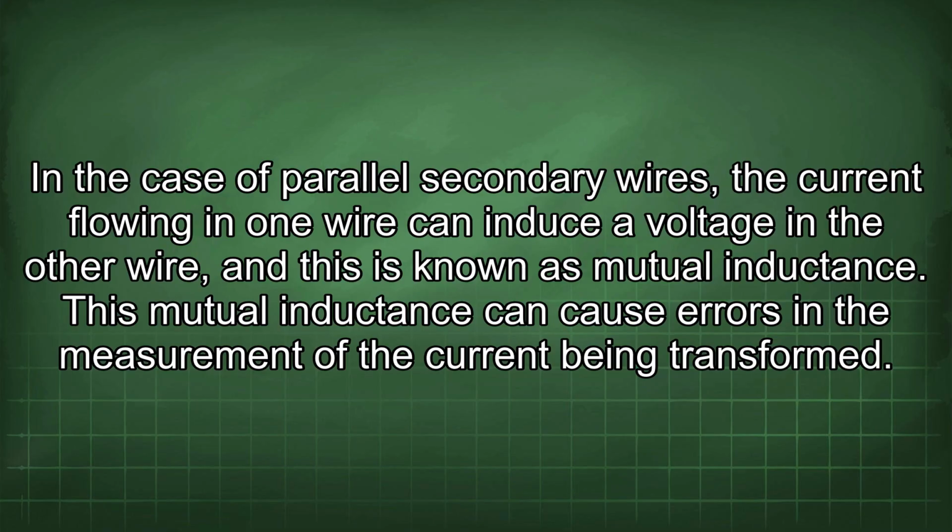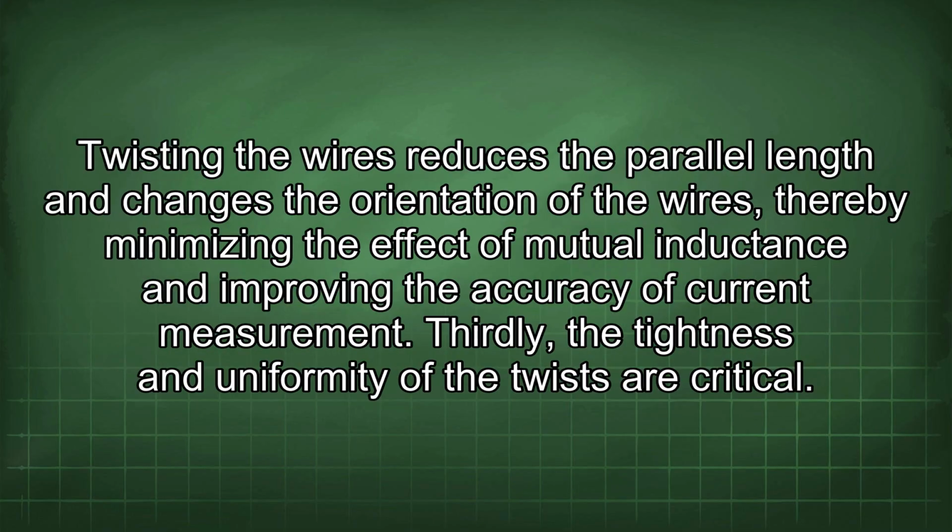This mutual inductance can cause errors in the measurement of the current being transformed. Twisting the wires reduces the parallel length and changes the orientation of the wires, thereby minimizing the effect of mutual inductance and improving the accuracy of current measurement.